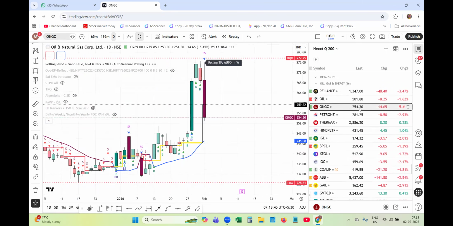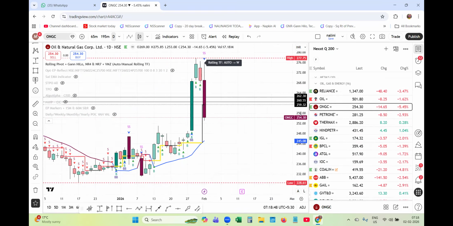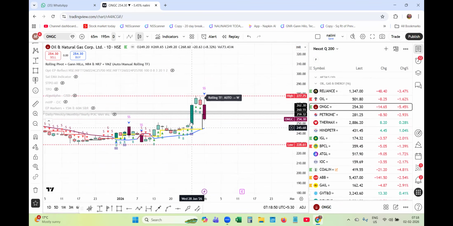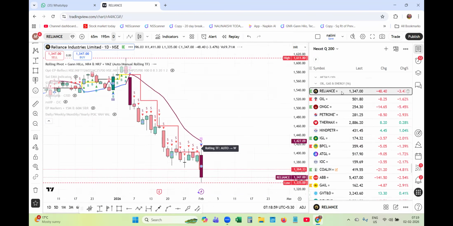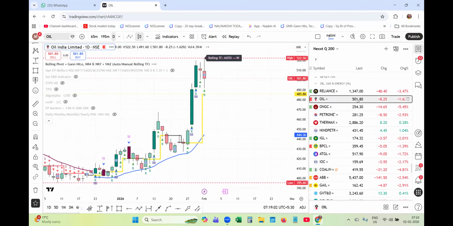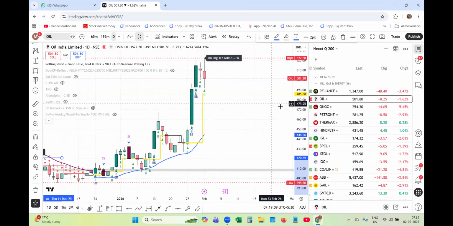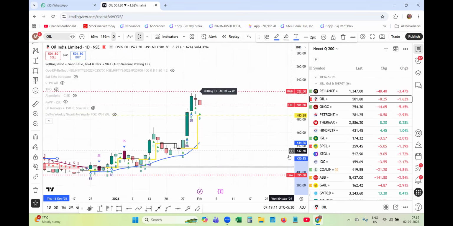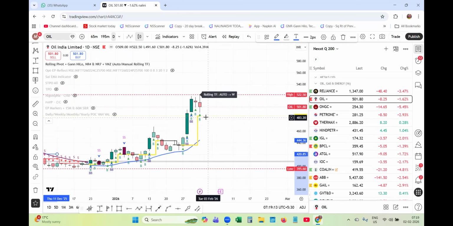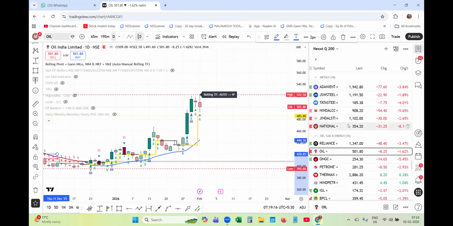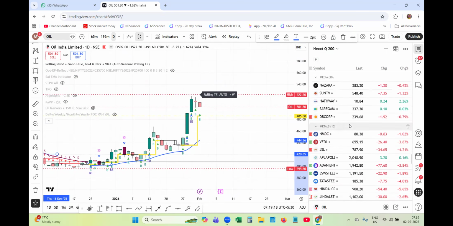BPCL, ONGC. ONGC is a stock which moved higher and it is coming back and retesting. Even this stock can also be considered. ONGC. What about Reliance? Reliance, no. Oil India, yes, it has moved so much. It is a retracement. Sometimes a retracement will be a buying opportunity. There is an imbalance over here. It may come down still further. So like that, some few stocks are positive.